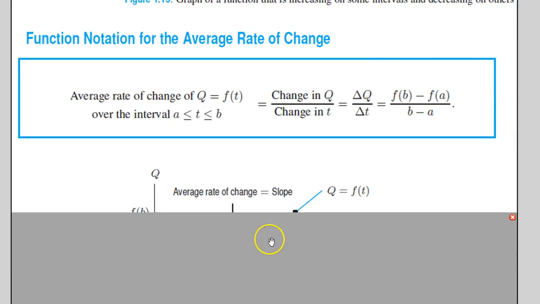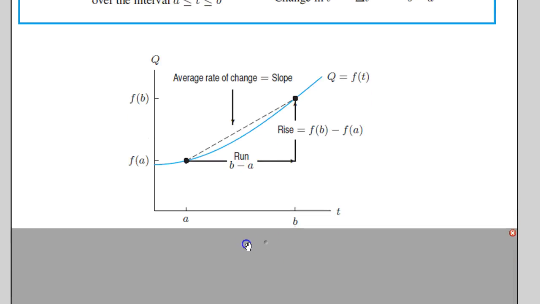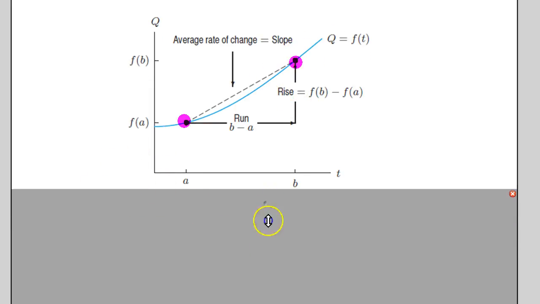All right? So let's take a look at this example. And as some of you may be saying, we're talking about the slope of a line that passes through the points f of A and f of B. And you're absolutely right. The average rate of change of a function over an interval is the slope of the line that passes through the points f of A and f of B. But we call it the average rate of change because this function does not have a straight line.